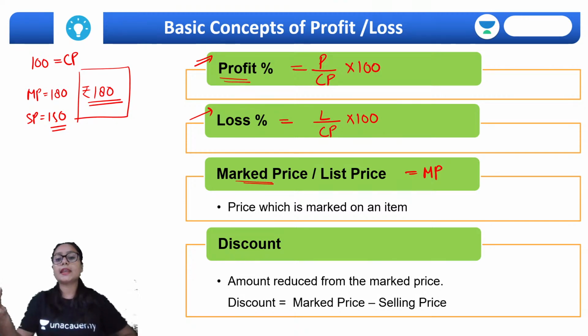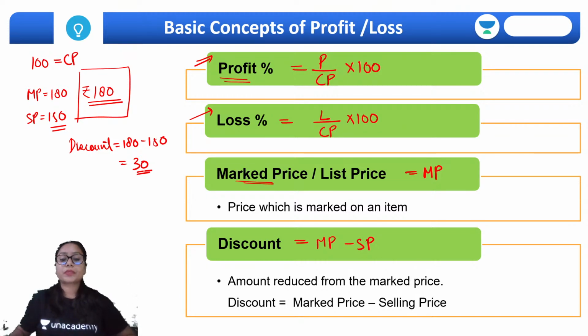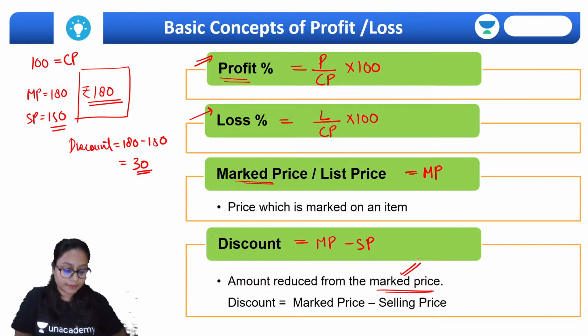It means that I gave a certain amount of discount, and that discount is equal to marked price minus selling price. So here in this case, the discount is equal to 180 minus 150, which is equal to 30. So this discount is always calculated over the marked price. Please note this: it is not calculated over cost price or selling price. This is always calculated over the marked price.